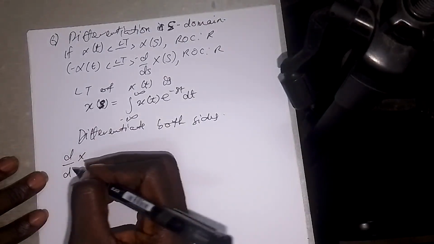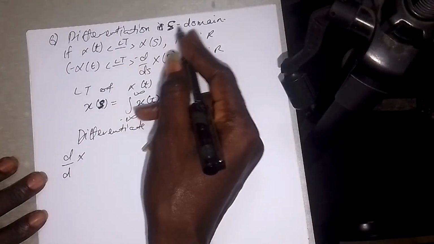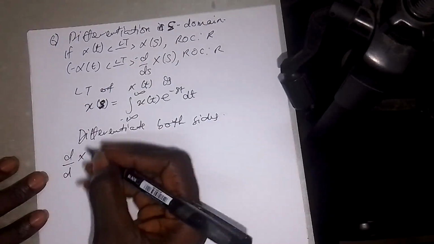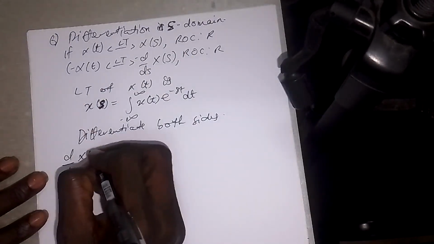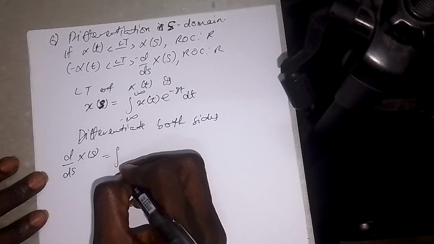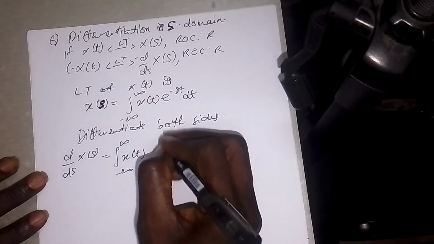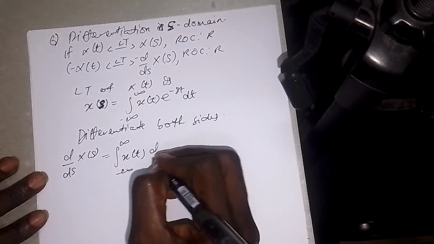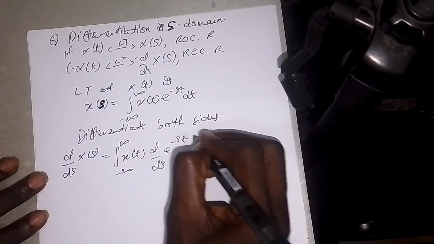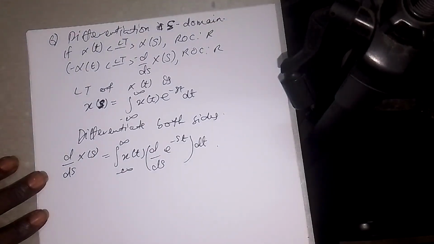Differentiating in the S domain, which means it's not time domain, so I cannot write the t here. It's the s. So it equals the integral from minus infinity to infinity of x of t, then I'll differentiate this part, d ds of e to the minus st, into dt.